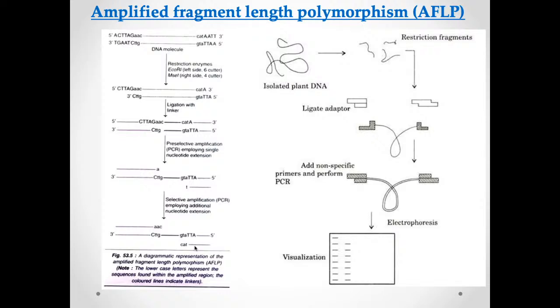The sequences found in these amplified regions are colored, indicating the linkers. These are the linkers we have added. The right-hand side shows a cartoon picture of the same mechanism we have seen on the left-hand side. There is isolated plant DNA, then we restrict it into fragments, then adapters are added, then they ligate the adapters to your separated fragments, and then they add non-specific primers and perform PCR, and you have electrophoresis in order to visualize your samples.